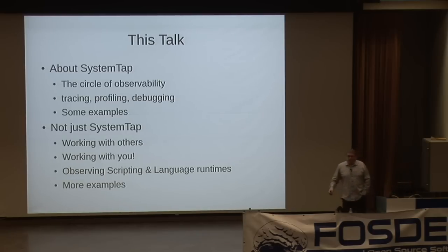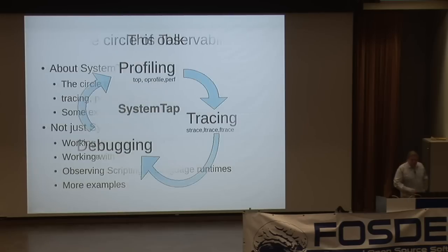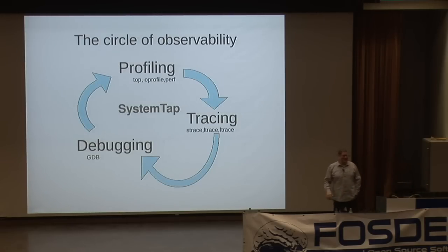The talk itself is in two parts. One about SystemTap itself, why do we need it, what can it do, some examples. And the second part is, well, also about SystemTap, but what we need besides SystemTap to make it really useful, and what you could do with your programs to make SystemTap and observability on GNU Linux better. And then there will also be a little demonstration of, indeed, with Java, how you make something like a Java runtime more observable with SystemTap. Well, it's not really a circle, but kind of a circle.